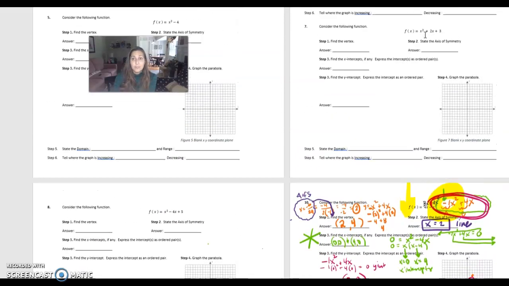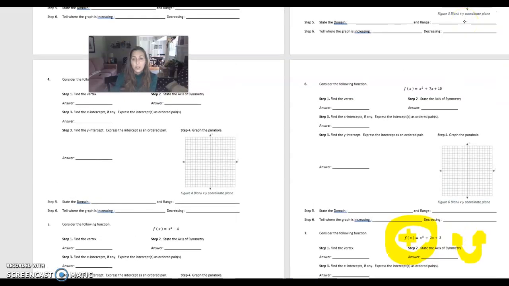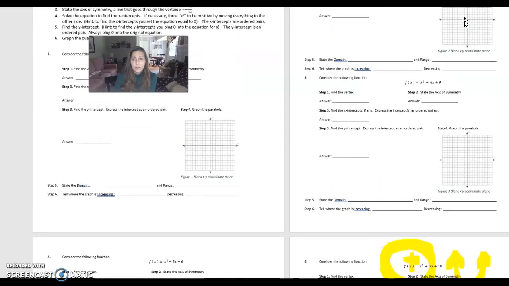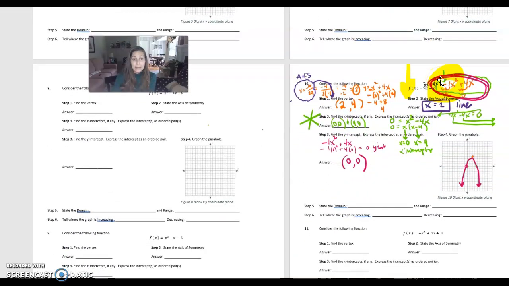Okay, I'll give you some other examples. Let's go up here. This is a positive x squared. And so that means this one will open up because it's praise hands. Let's look at the next one. This is also a positive x squared. So this one will open up. If it starts with a positive x squared, let's look at these. Okay, this is a positive x squared. So this would be opening up. If it starts with a positive x squared, it opens up. If it starts with a negative x squared, it opens down.